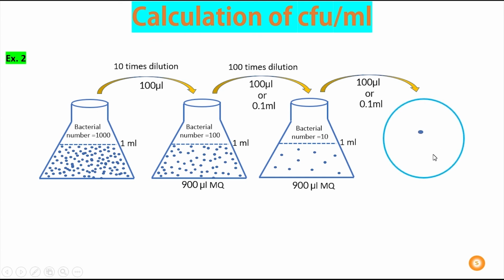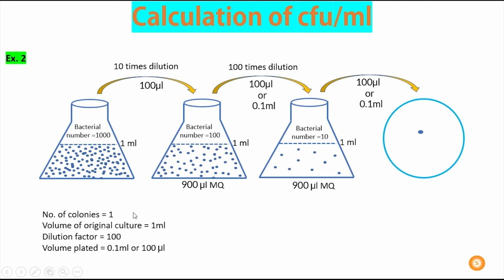So here colonies on plate 1, volume of original culture 1 ml, dilution factor 100, volume plated 0.1 ml or 100 microliter. By putting these values in the above discussed formula, we can know the viable bacterial cells in the initial bacterial suspension.